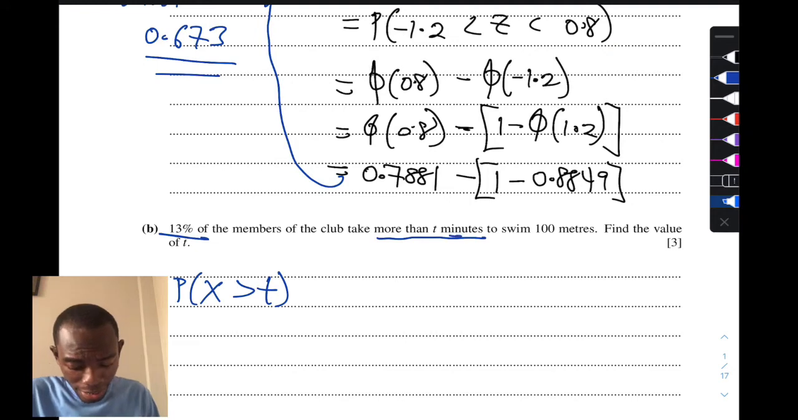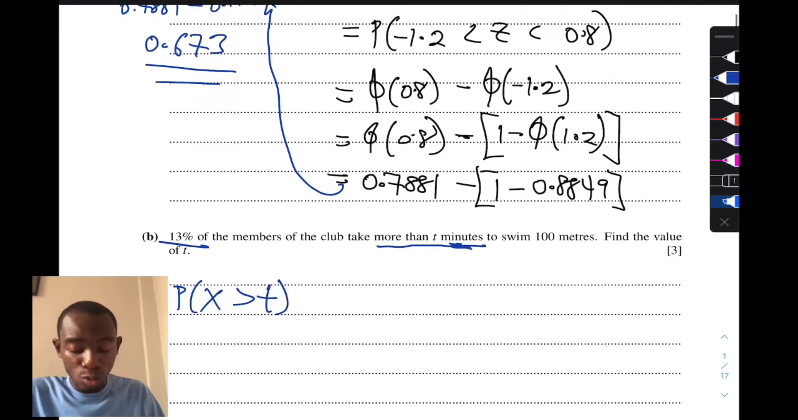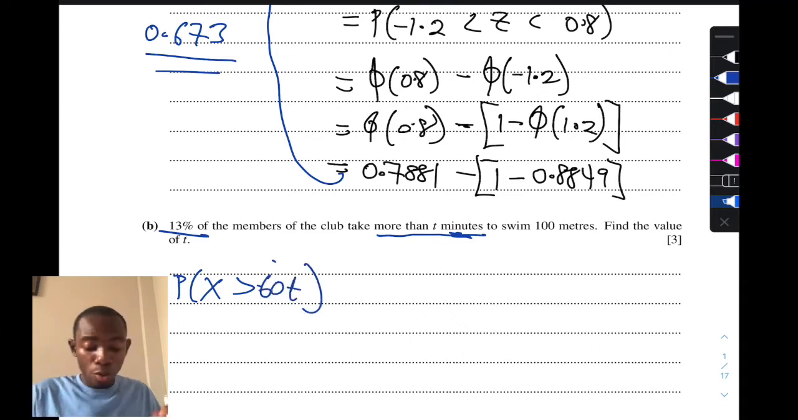This is minutes. Okay, and then in the question they gave it to us in seconds. So that means that we have to change the t minutes to t seconds, and that would be 60t, okay, because of the conversion. 60 seconds is equal to 1 minute. So I'm going to clean this and put 60t there, because everything must be in seconds.